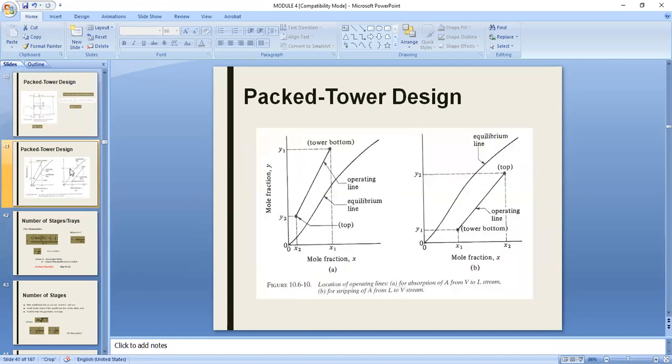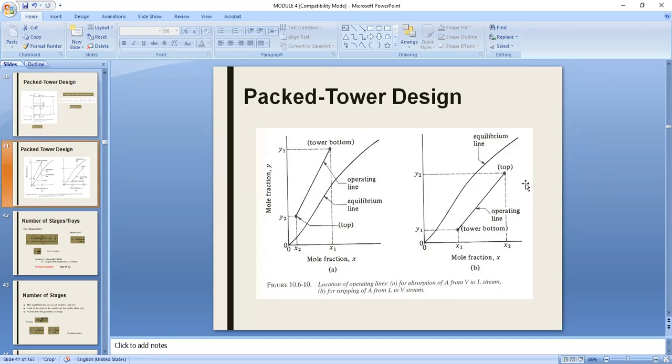Now, for packed column design, we have the graphical approach wherein you need to write down the operating line for your column. The operating line uses the mole fractions at the bottom and at the top of the column. And if you notice, class, the labeling here is again based on McCabe, because you only have X1, Y1, X2, Y2. This is how McCabe labels. So Y1 and X1 are for the bottom of the tower, and Y2, X2 are for the top of the tower.